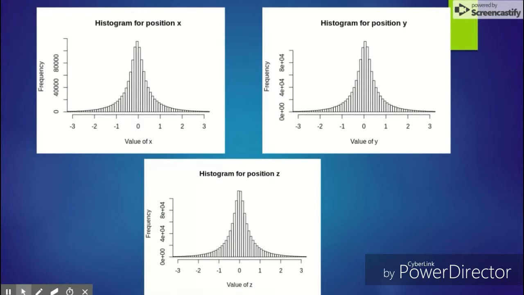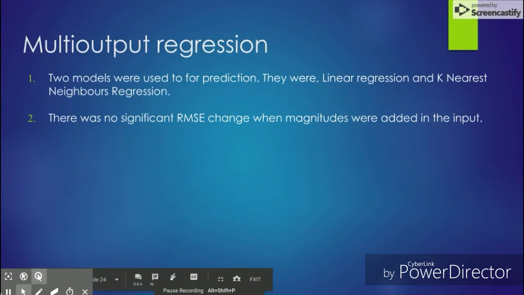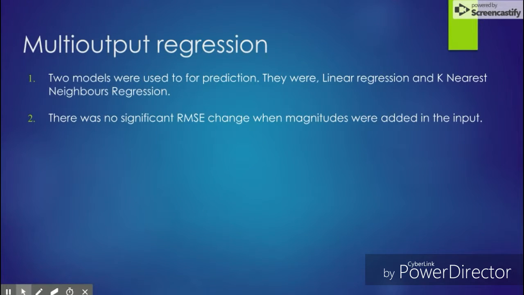Histograms were done for the positions x, y, and z, and the histogram is used for the regression part. Two models were used: the linear regression and k nearest neighbors regression. Linear regression was used as the correlation was 0, and k nearest neighbors was used as closer planets were expected to behave similarly.